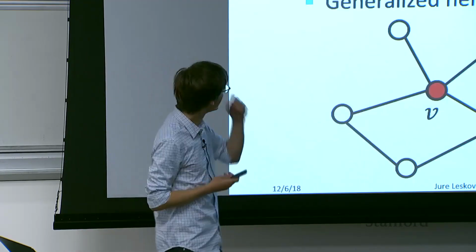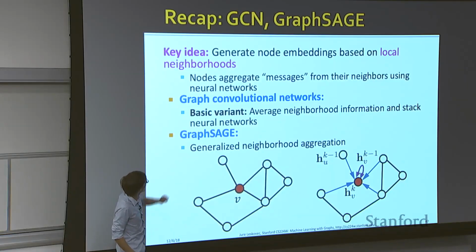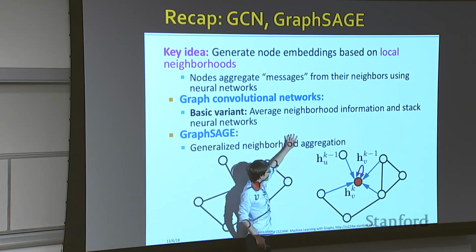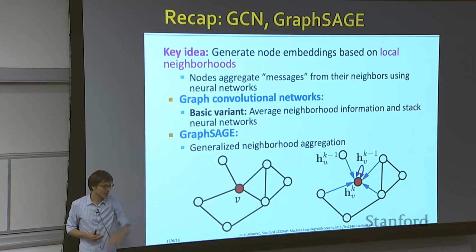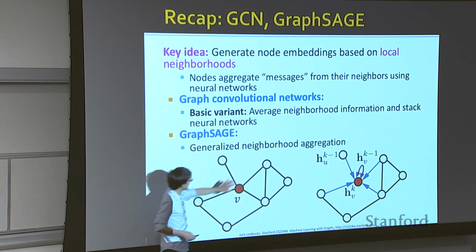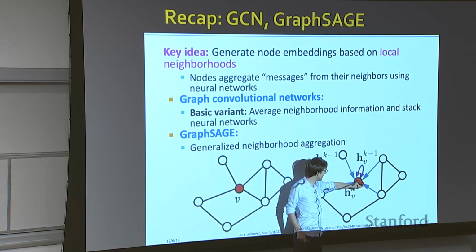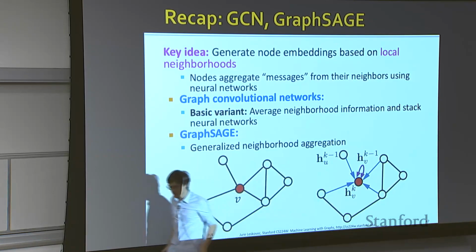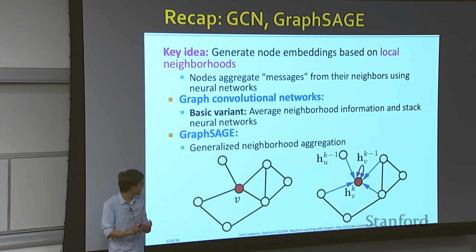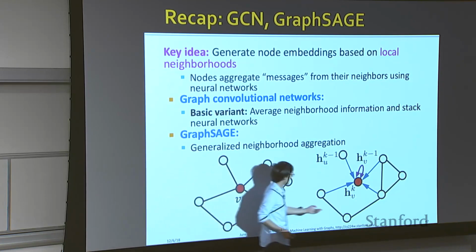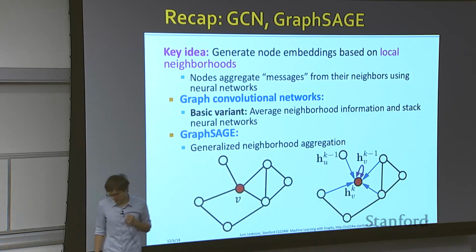Okay, so let me conclude. What did I talk about? I talked about this notion of graph convolutional neural networks, where the basic variant simply averages the information from the neighbors and then adds it with its own information, and we stack these neural networks on top of each other. And then we talked about GraphSAGE, which allows us to generalize this notion of aggregation with different aggregation functions and with concatenation, which keeps the information from the node itself separate from the information coming from the neighbors.